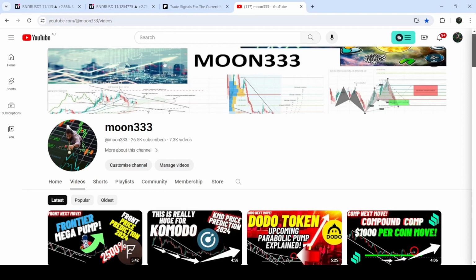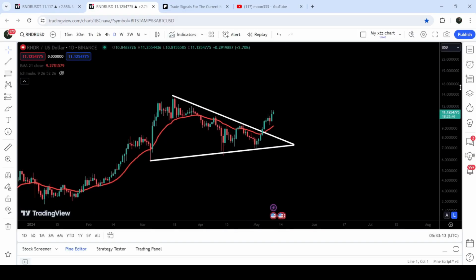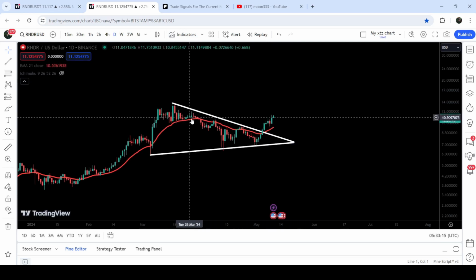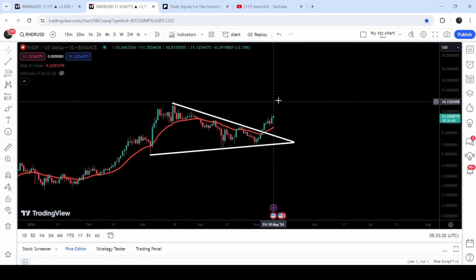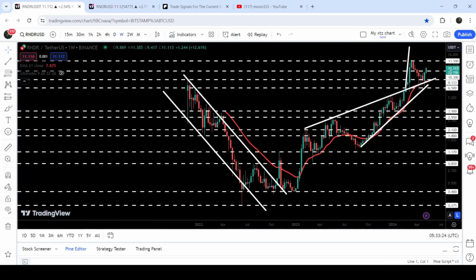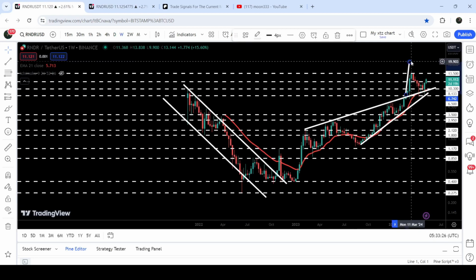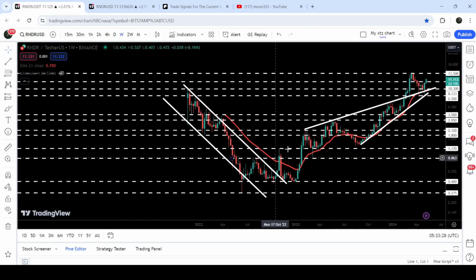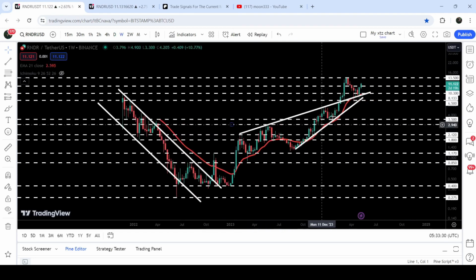As in my earlier videos, I was showing you that Render has broken out another symmetrical triangle on the daily time frame chart, and right now you can see that after the breakout from the symmetrical triangle, it is still moving to the upside. And in today's video, we will analyze this move, and I would also like to show you this very massive breakout from this very big down channel. And after that, the price has recently broken out this rising wedge pattern as well.